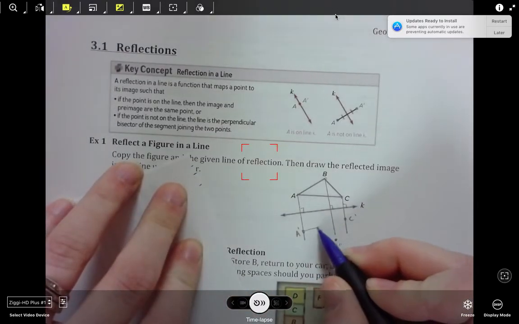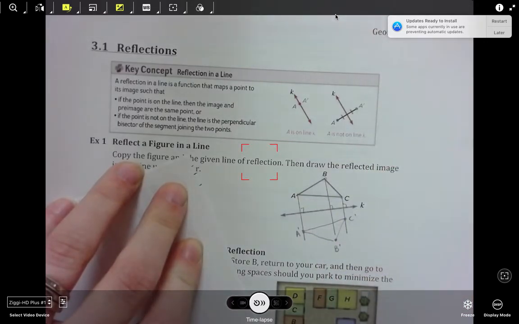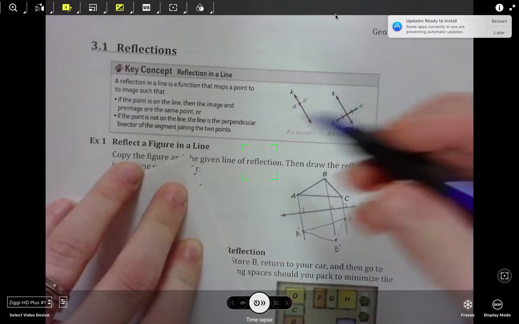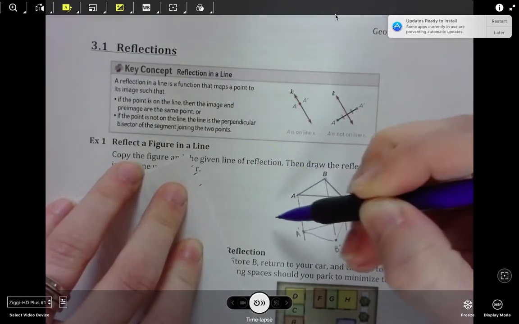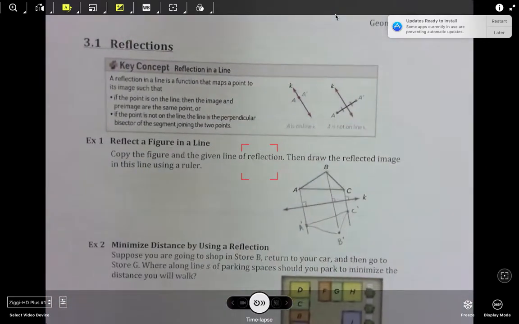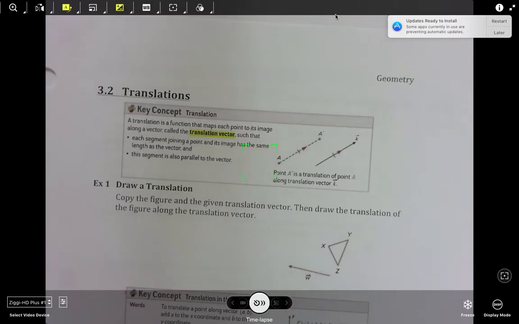And then I just connect those. Oh, I should have done that with a straight edge. And there's going to be my new reflected image, okay? But the key there is you want to make sure that the line that you reflected across is perpendicular to your vector, okay? So that was the first example for section 3.1. 3.2 is translating things.